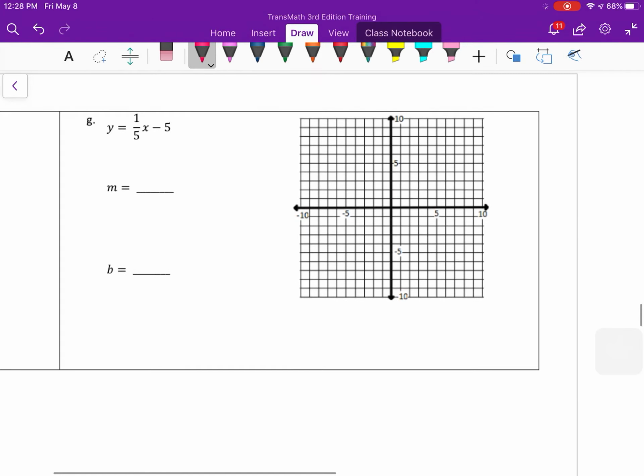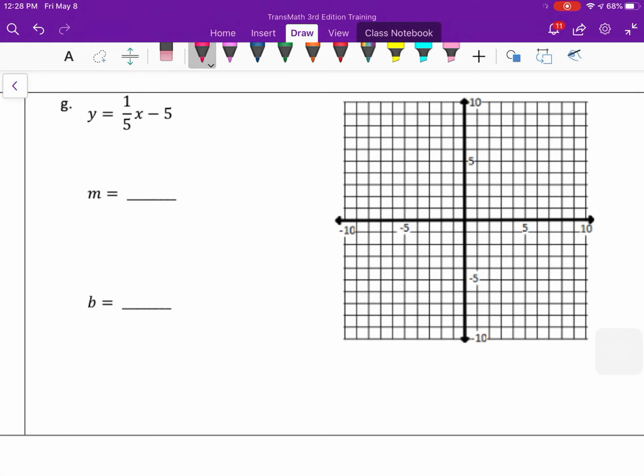All right, last one. Here we have a slope of 1/5 and a y-intercept of -5. So we start down here at -5, and a slope of 1/5 means I go up 1 to the right 5, up 1 to the right 5, down 1 to the left 5. And then that makes my line.